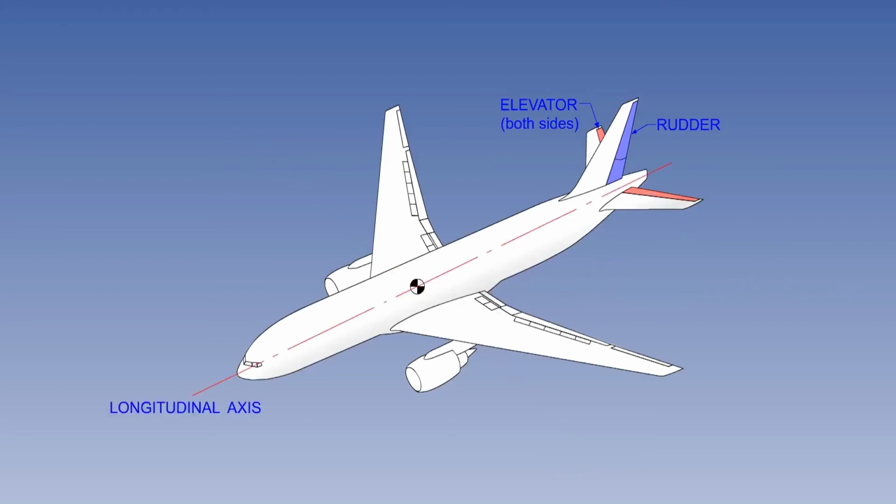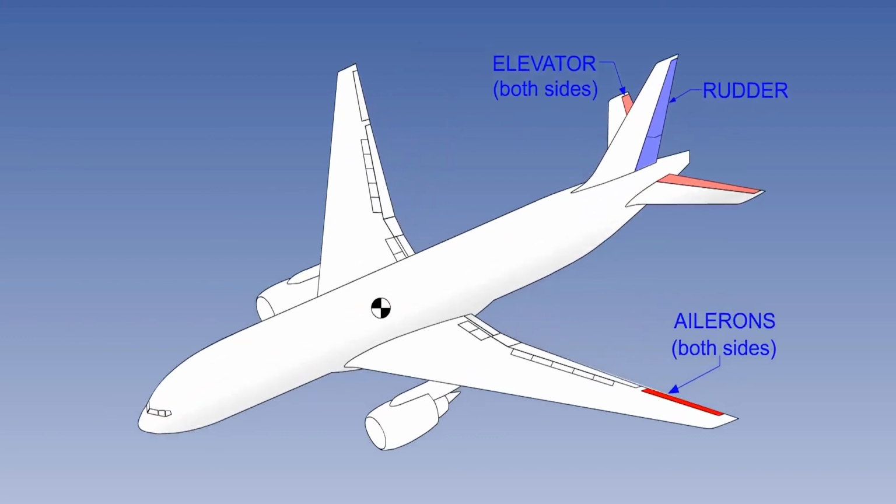The third axis is the longitudinal axis, which runs from nose to tail through the CG. Movement around this axis is called roll and is provided by the ailerons, which are mounted at or near the wingtips. They move in opposition. The downgoing aileron increases the lift on that wing, and the upgoing one decreases lift on the other, giving lateral control.